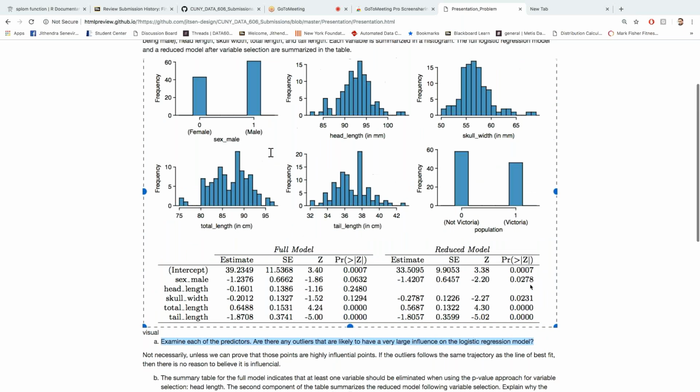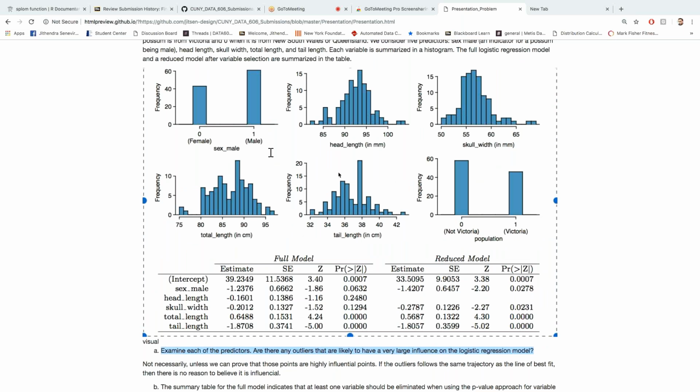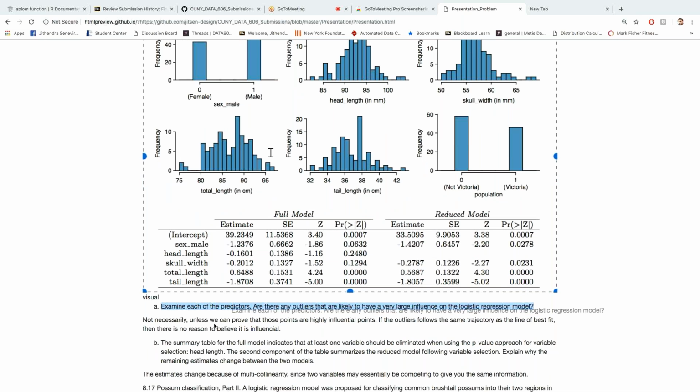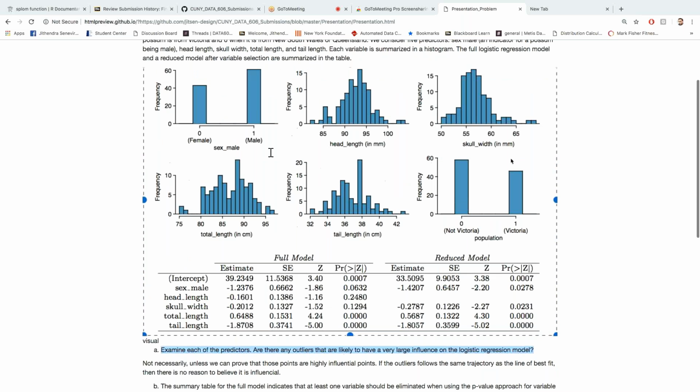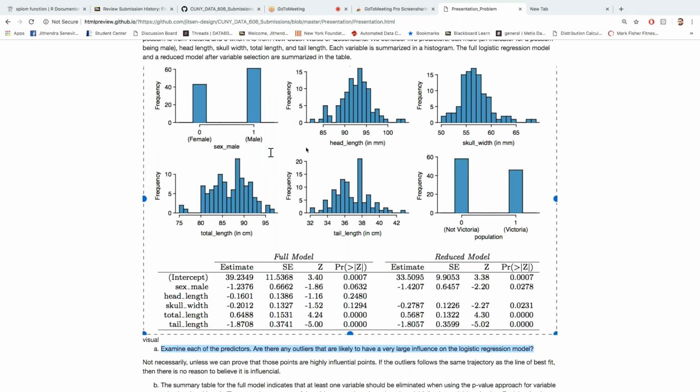And just looking at these variables, it will be hard to say. You have some outliers in the distribution, but we don't know if they are influential points. If they follow the same trajectory, as I pointed out in the answer, as the regression line, then no. And when we talk about the regression line, we're looking at the log odds. So the linear regression line corresponds to log odds and not the probability itself. So unless they're influential points, we don't think the outliers are going to have a huge influence, but it will be hard to say just by looking at this.